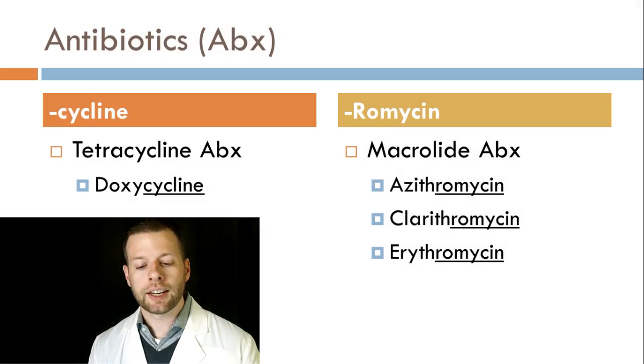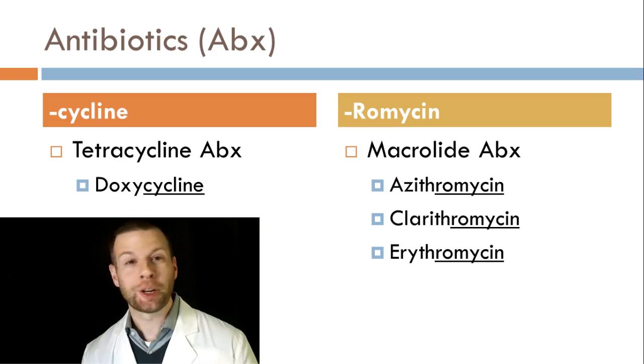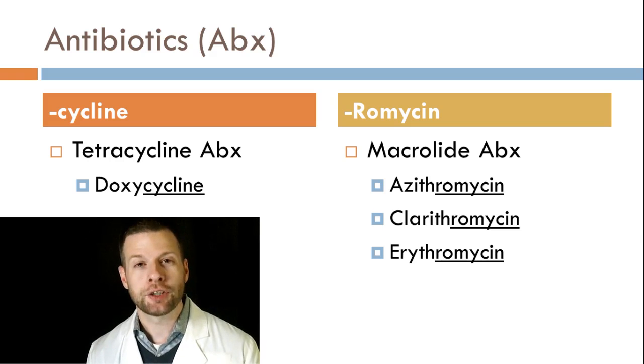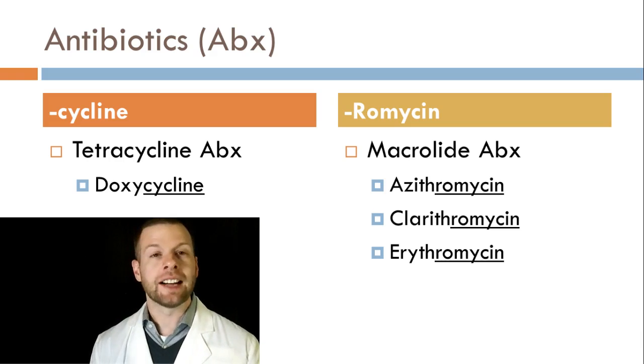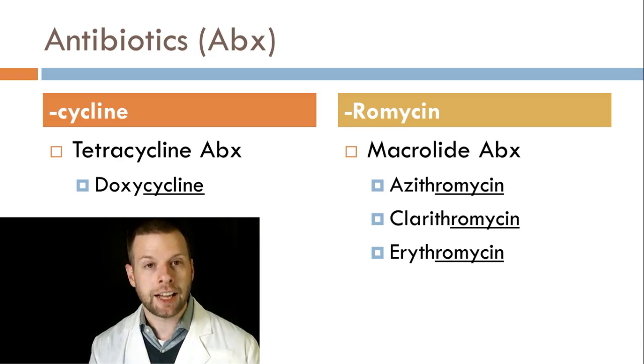All right, let's go on to the next one, cycline. Anything that ends in cycline is a tetracycline antibiotic. Sometimes you'll see the actual drug called tetracycline. The brand name for that is Sumycin, S-U-M-Y-C-I-N. You'll probably never see that brand name, but that's what it's called. But doxycycline is one that you will see pretty often. It comes in a few different forms, but that is a tetracycline antibiotic because it ends in cycline.